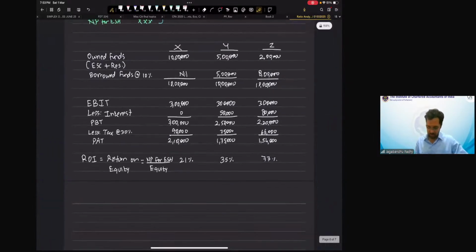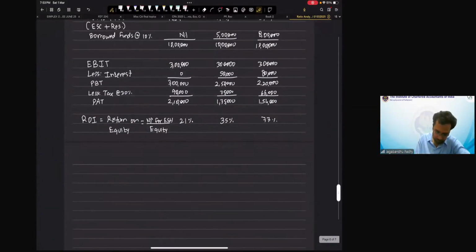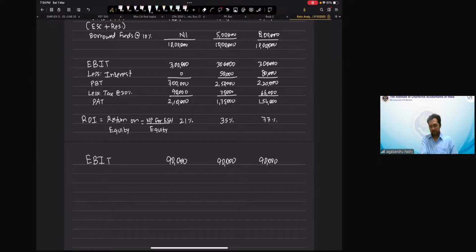Right? Now, I just want you guys to calculate these same numbers, that is return on investment. If I take EBIT to be, let's say, 90,000. So if your earnings before interest and tax is 90,000, compute the return on investment for each of the three companies. So this was scenario 1.